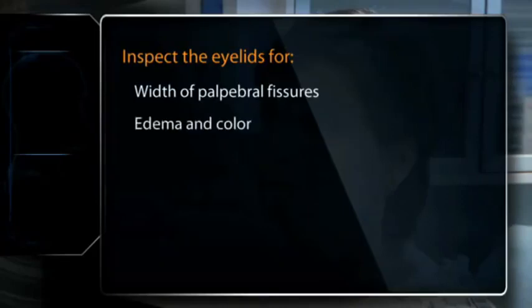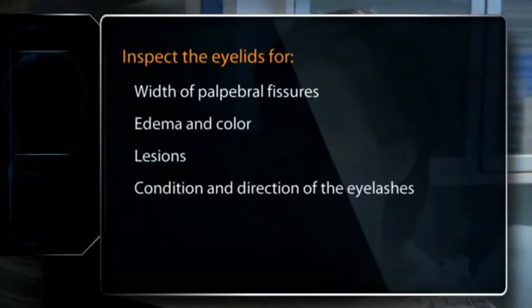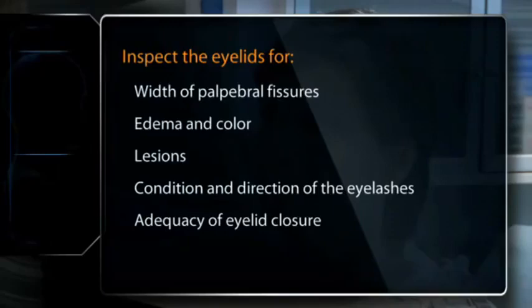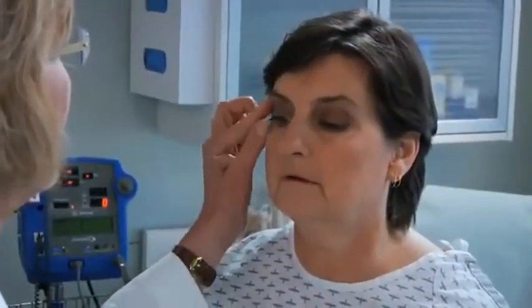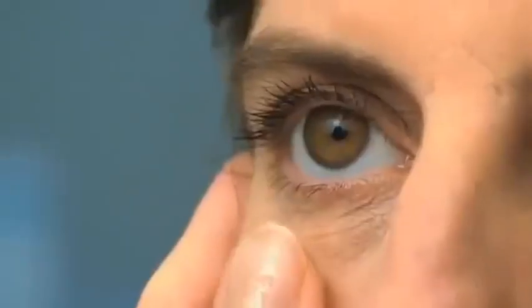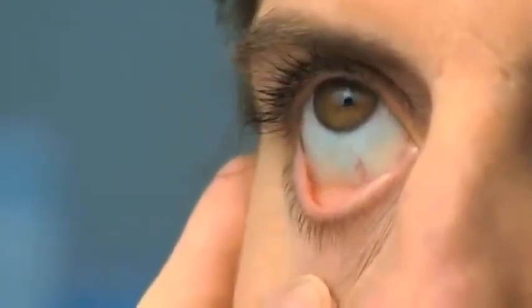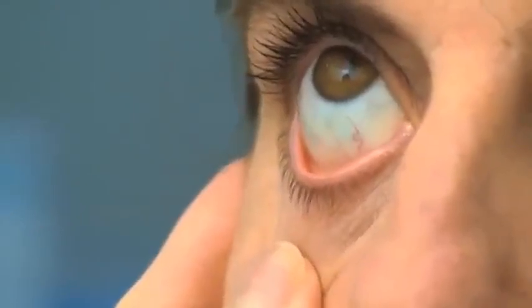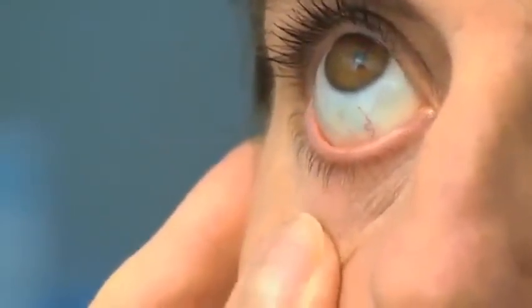Also, examine the eyebrows and closely inspect the eyelids for the width of the palpebral fissures, edema, and color of the lids, any lesions, and the condition and direction of the eyelashes. Note the adequacy of eyelid closure, especially when the eyes are unusually prominent, when there is facial paralysis, or when the patient is unconscious. Inspect the area over the lacrimal gland and lacrimal sac for swelling, and look for excessive tearing or dryness. To inspect the sclera and the conjunctiva, ask the patient to look up as you depress the lower lids with your thumbs.